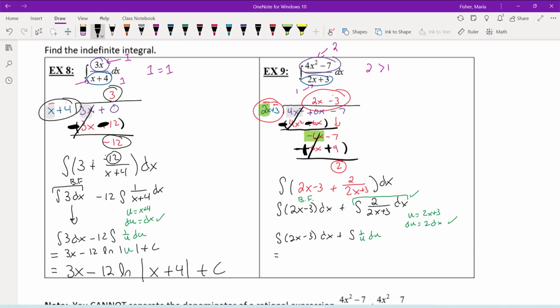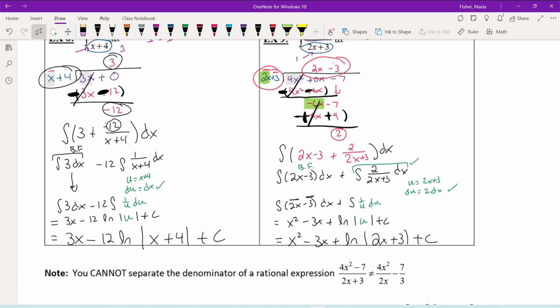Integrating, we end up with 2x squared over 2, or just x squared, and then minus 3x, and then plus the natural log of the absolute value of u plus c. Getting out of u's and back into x's, we end up with x squared minus 3x plus the natural log of the absolute value of 2x plus 3 plus c.